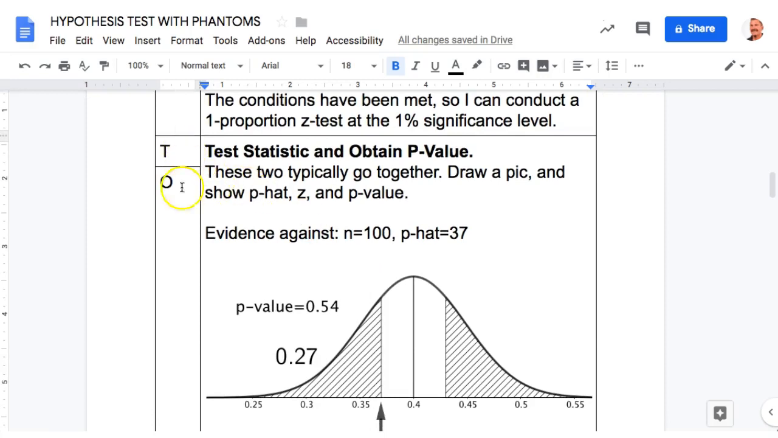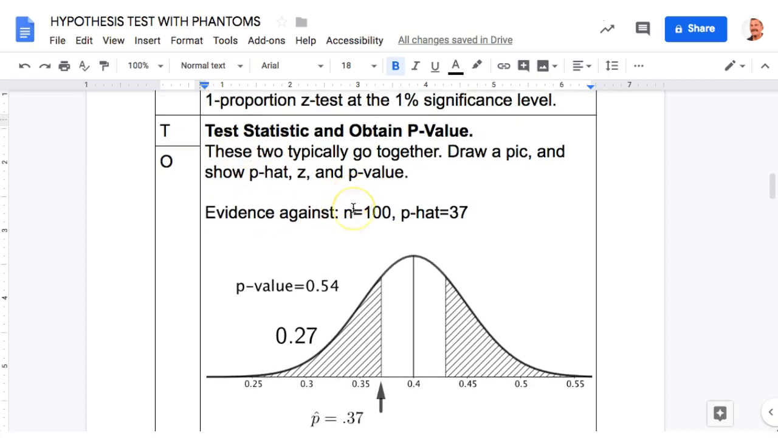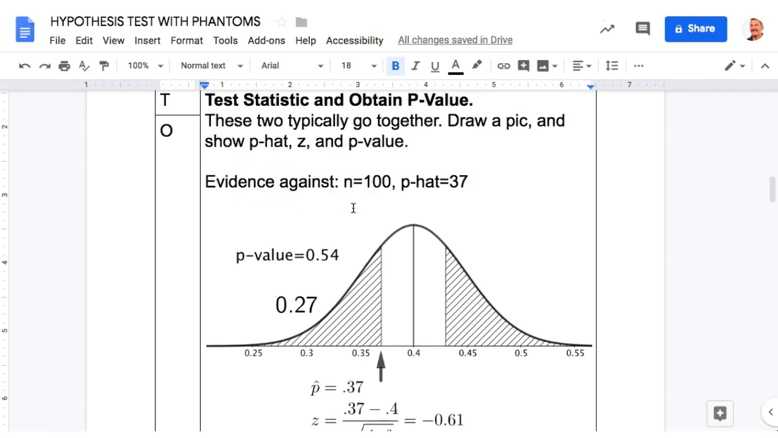Now, in PHANTOMS, T and O tend to go together. This is your test statistic and obtain your p-value. So you can get all of this information from your calculator, and I will show you how tomorrow, but I also have a screenshot here, and you guys can probably figure it out. But again, for grading purposes, these two tend to go together. So make sure you include a picture.